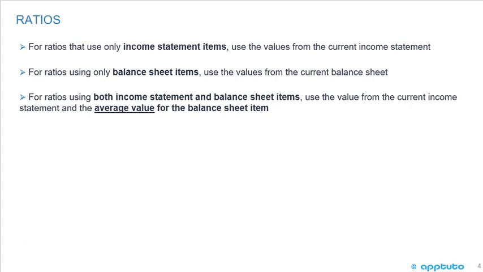For ratios that use only income statement items, use the values from the current income statement. For ratios using only balance sheet items, use the values from the current balance sheet. For ratios using both income statement and balance sheet items, we often see in the numerator an income statement item, in the denominator a balance sheet item. You use the value from the current income statement and the average value for the balance sheet item.